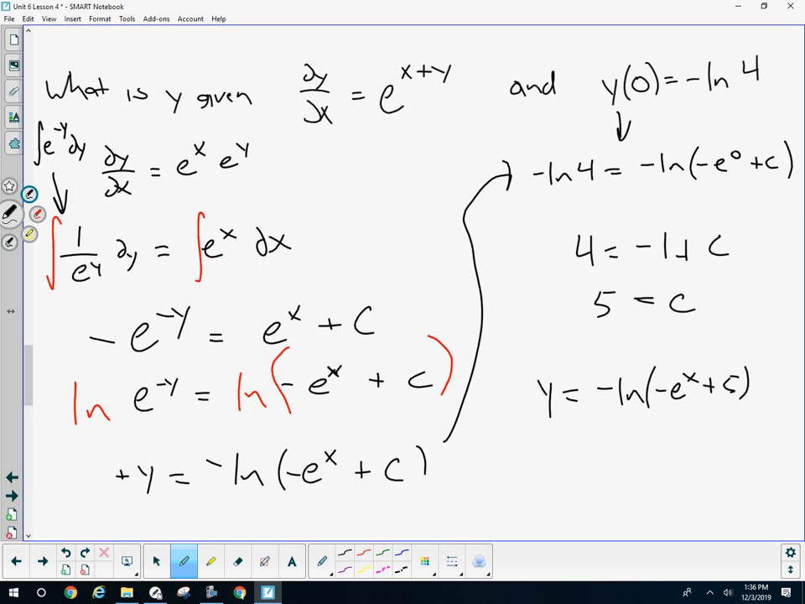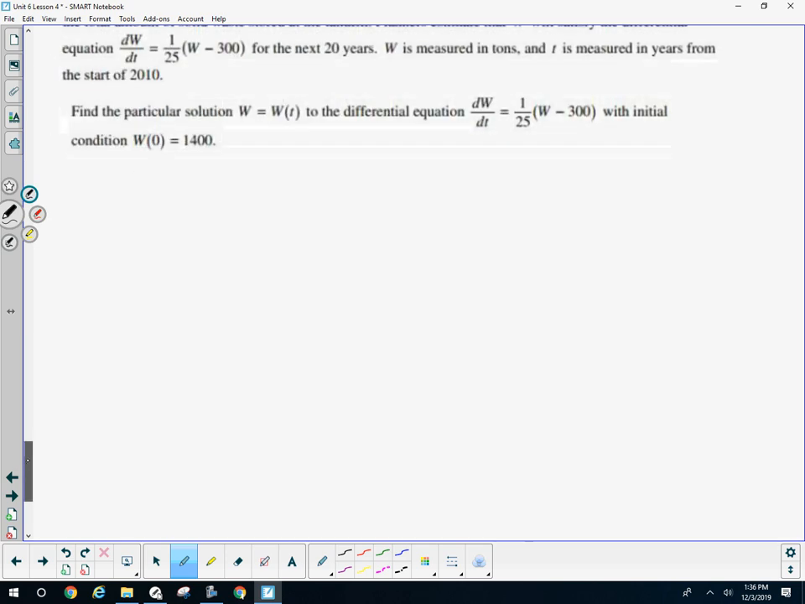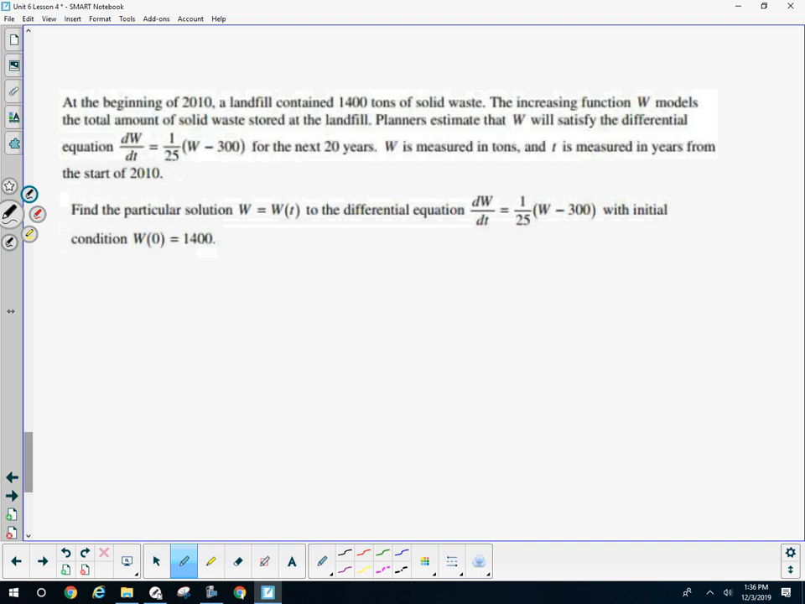Now, moving into some differential equations that do not have x's and y's that we should not be intimidated by. They try to intimidate you. You see these in free response questions. They have a bunch of words. A landfill at the beginning of 2010 contained 1,400 tons of solid waste. The increasing function W models the total amount of solid waste. W is a total amount. W will satisfy the differential equation dW/dt equals 1/25 (W minus 300).